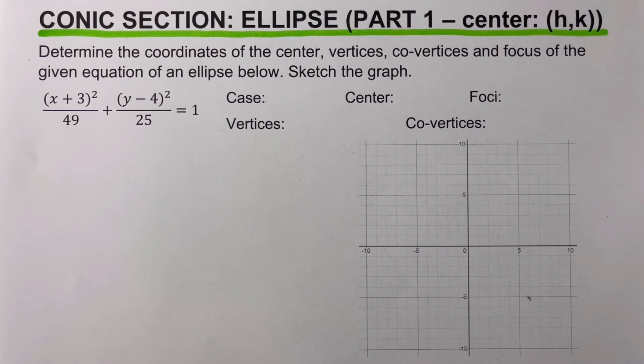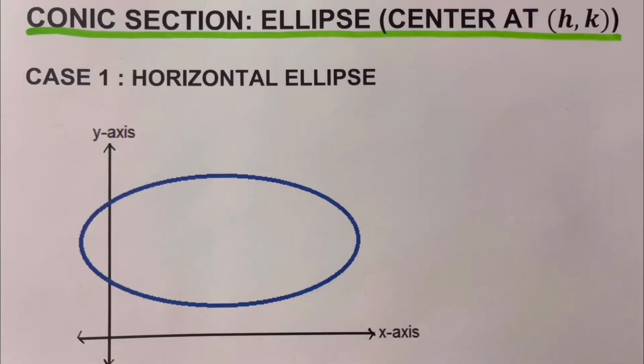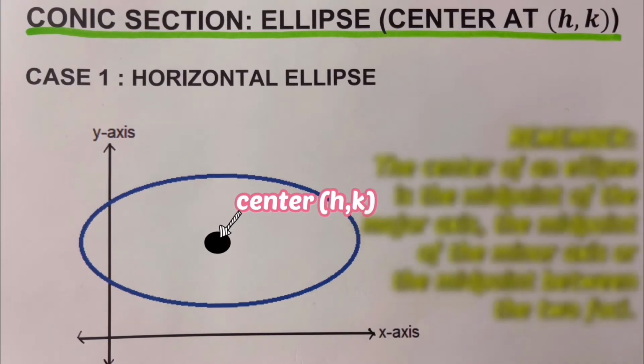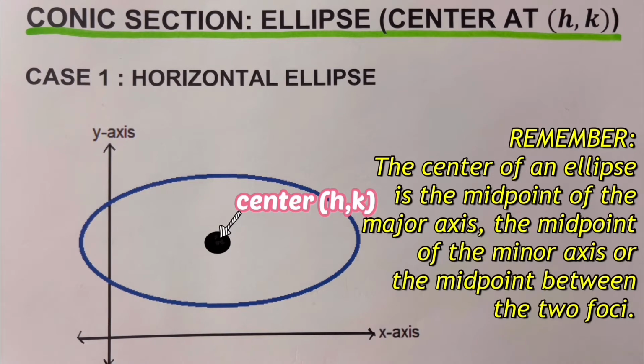on the parts and the two cases of an ellipse with center at (h, k). Please remember that these are the parts of every ellipse. The first part is the center. For this case, it is not at the origin. Our center is at (h, k). This coordinate (h, k) is the reading along the x-axis, represented as h, and the reading on the y-axis, represented as k. Please remember that the center is the midpoint of the major axis. It's also the midpoint of the minor axis, and the midpoint of the two foci.